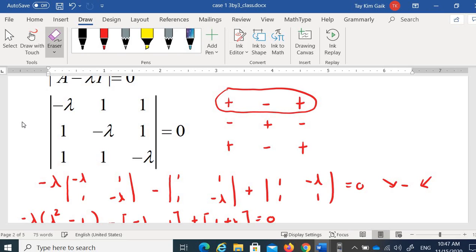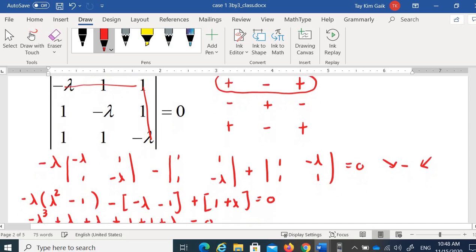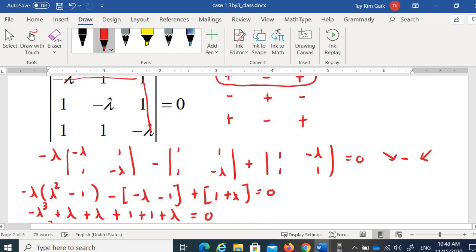If you take the first row, you must have negative, positive, times negative lambda. This is negative times 1, this is positive times 1. How do I get this one? For first row, first column, you cross it out, you get this one. For the second cell, this is negative times 1, you cross here, you get this. For the third one, this is positive, so you cross this here, and you get this. Then you do the determinant of 2 by 2, which is the main diagonal subtract the other diagonal.